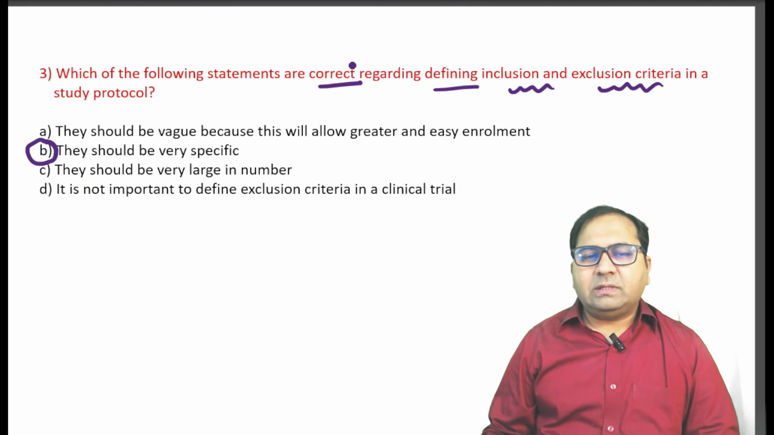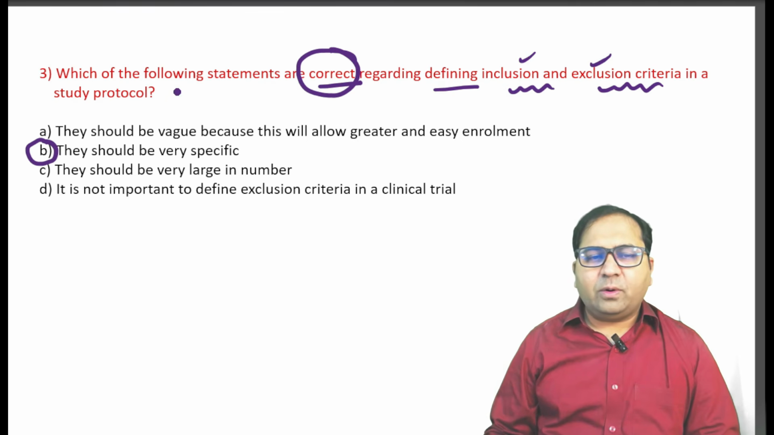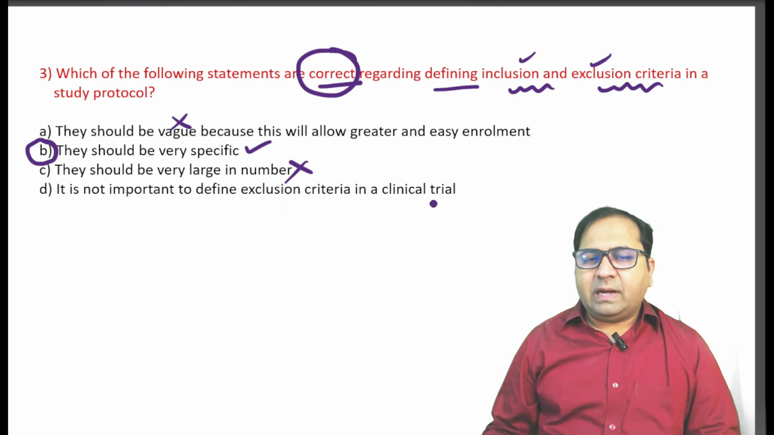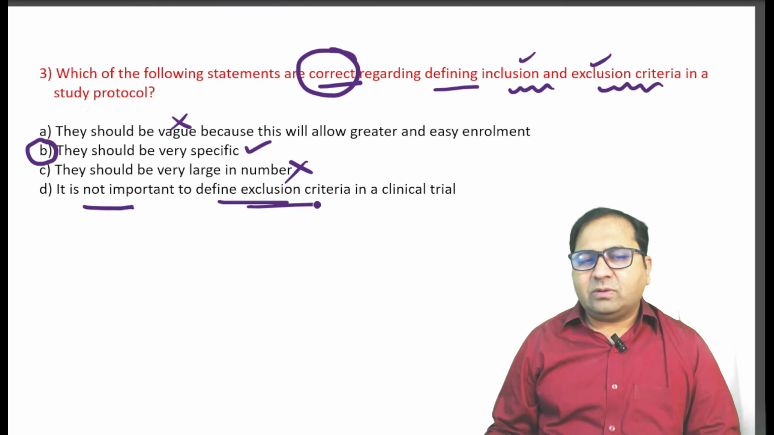Let us see the options again. They should be vague. Is it possible to have vague inclusion and exclusion criteria? No, this is not possible. They should be very specific. Yes, this should be happening when you are doing the exercise of inclusion and exclusion criteria. Third option, they should be very large in number, not required. A minimum sample of 30 is sufficient to complete a study. Then the fourth is, it is important to define exclusion criteria in a clinical trial. It is not important to define exclusion criteria.